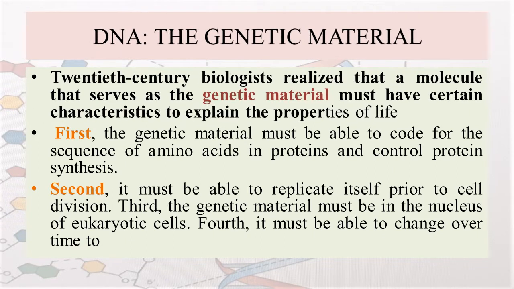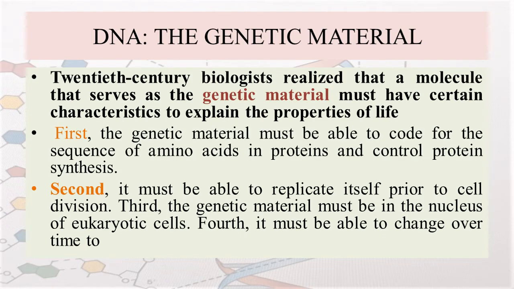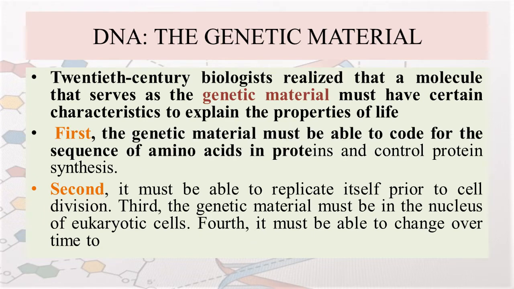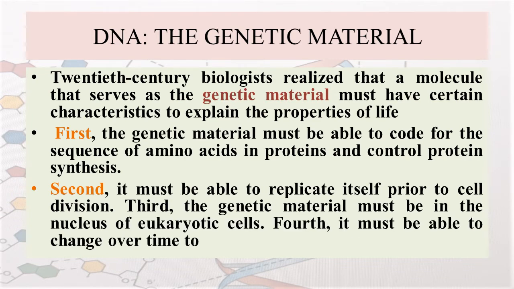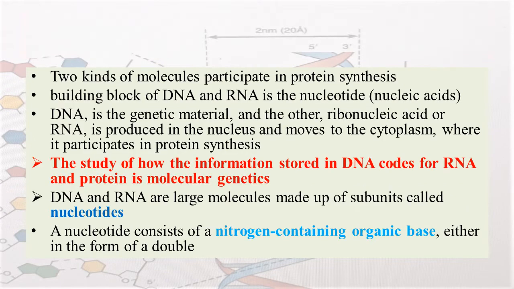20th century biologists realized that a molecule that serves as the genetic material must have certain characteristics to explain the properties of life. First, the genetic material must be able to code for the sequence of the amino acids in proteins and control protein synthesis. Second important point is that it must be able to replicate itself prior to the cell division. And third, the genetic material must be in the nucleus of the eukaryotic cells. And fourth, it must be able to change over time.